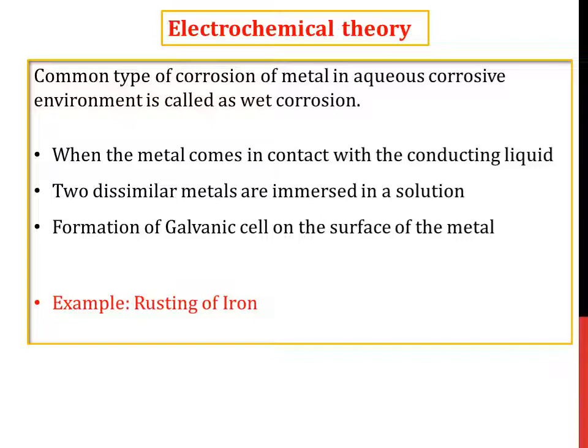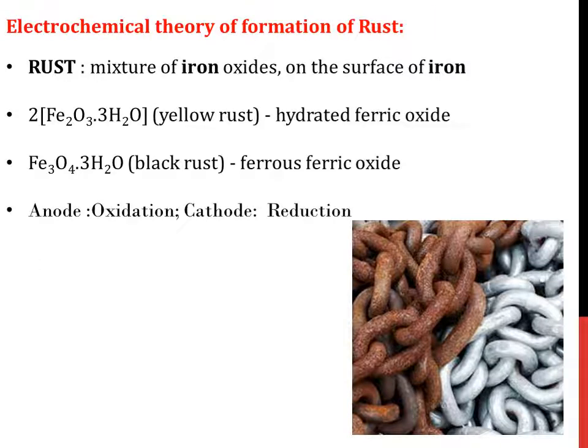The rusting of iron is an example of wet corrosion, where the formation of rust on the surface of iron takes place in the presence of moisture. This rusting of iron can be explained using the electrochemical theory. What do you mean by rust? Rust is a general term used for the mixture of iron oxides, which is formed from a redox reaction between oxygen and iron in an environment containing moisture, and rust is the mixture of iron oxides on the surface of iron.